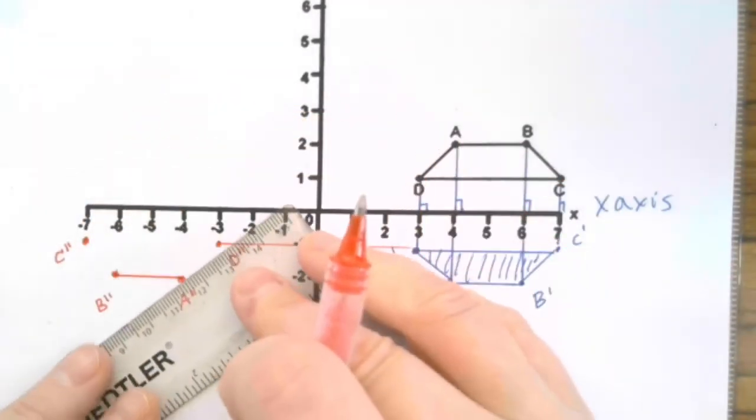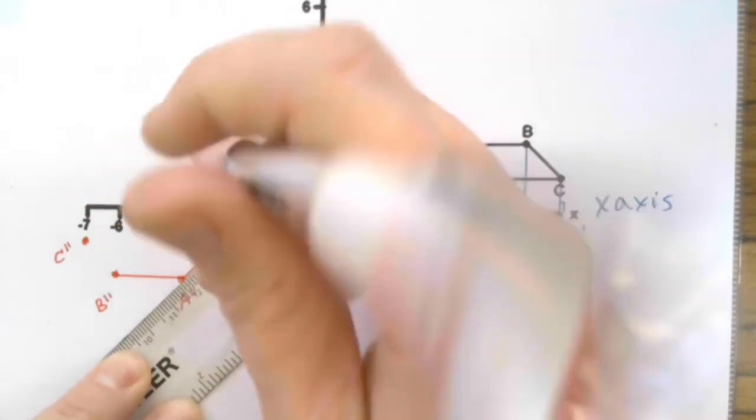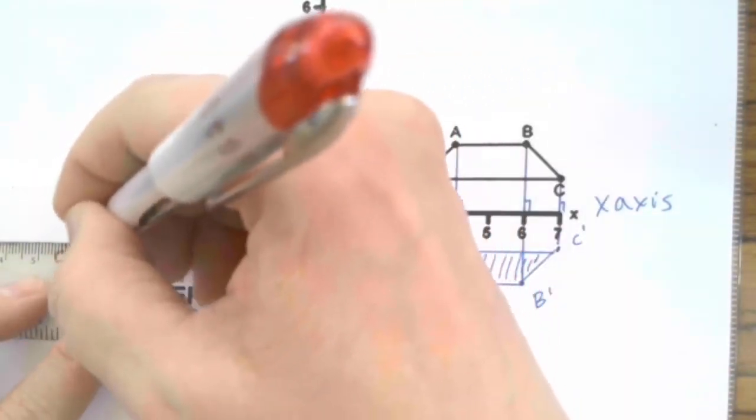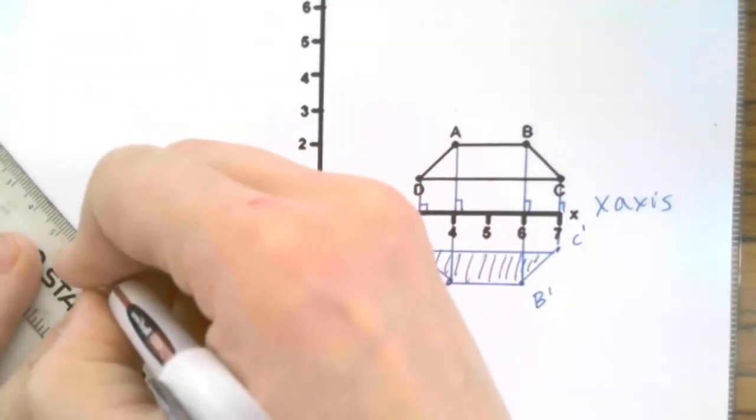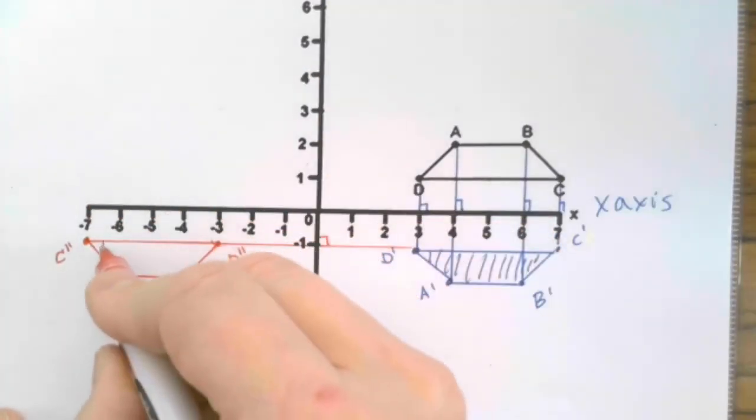All right, now connect your vertices. You should get the same size and shape of figure, just reflected across the y-axis.